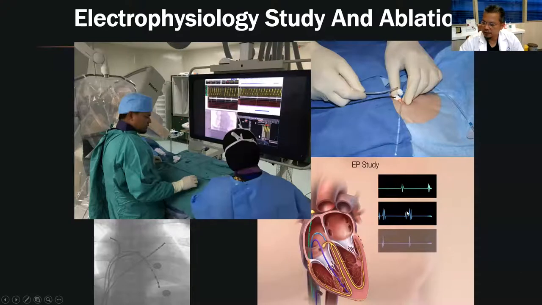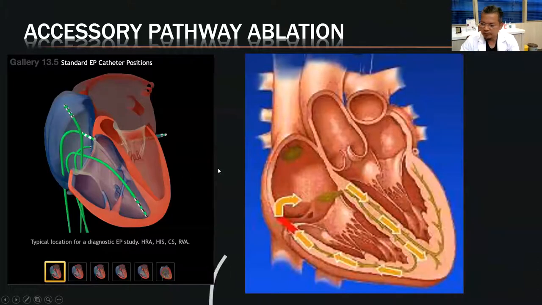In this example here, we can see a different signal and we can actually stimulate the heart to see, first of all, where the circuit is, what the diagnosis is, and then treat the patient according to what is needed. In the example that I showed you before on the ECG, this patient had a connection here in the heart, and this is the circuit. So what we need to do is just ablate. This is what we call ablation.